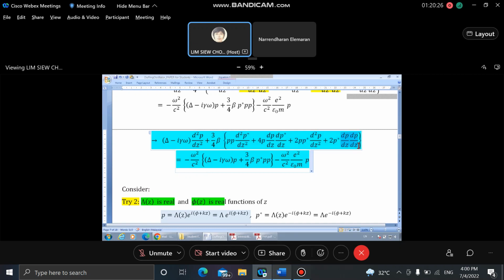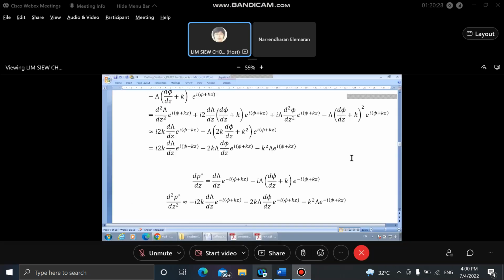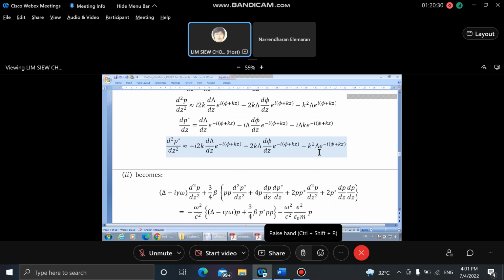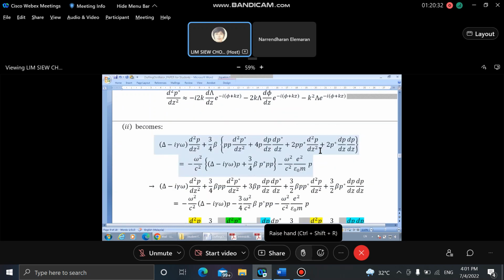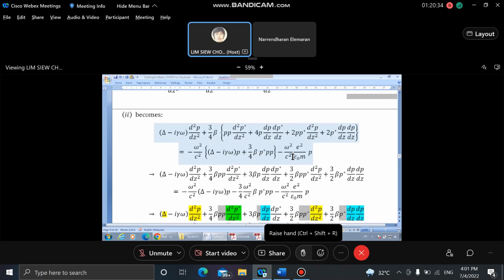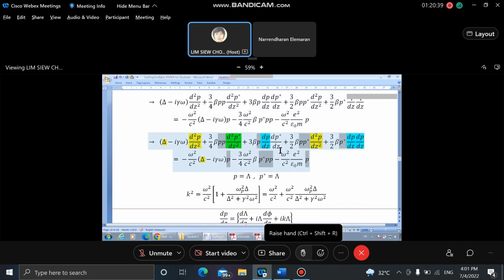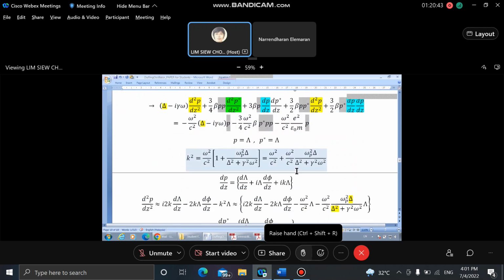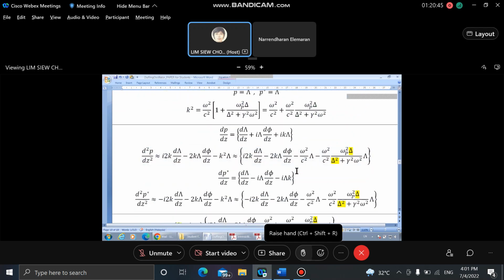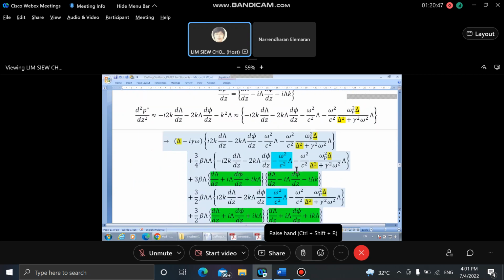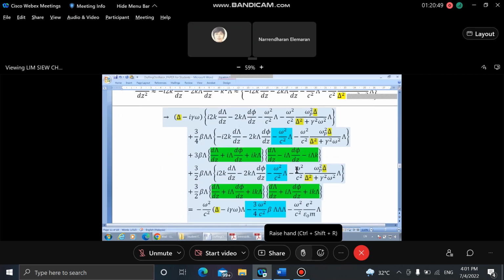Okay, so here are the results. Let me see. So these are the steps, the redundant steps. You no need to worry about this. These are the redundant steps.